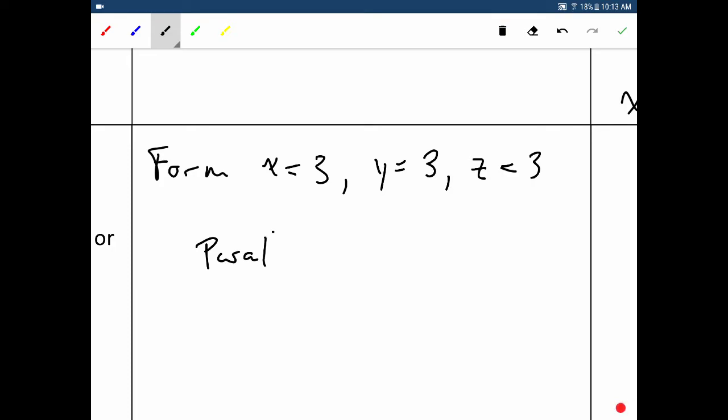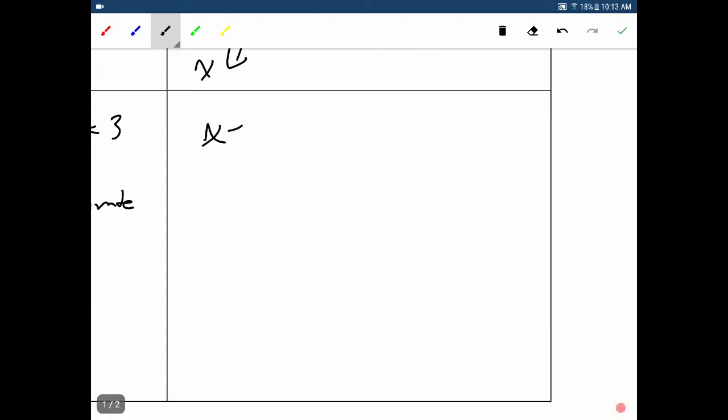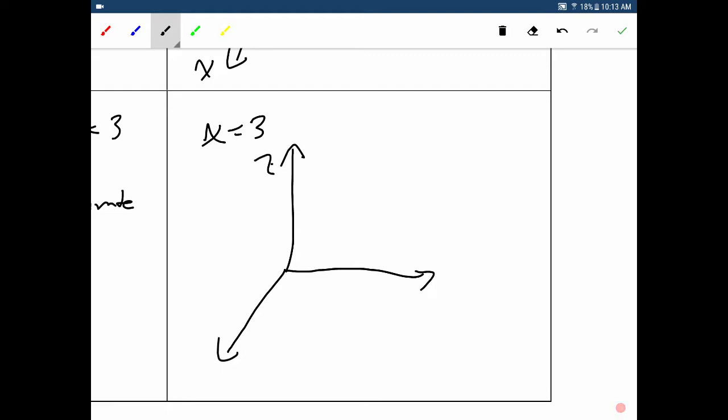Parallel to the coordinate planes. So we'll do X equals 3. Again, start with the three axes. Always label your X, Y, and Z. I'm not going to do a super detailed one here, but we would go out 3 on the X, and we get that point.